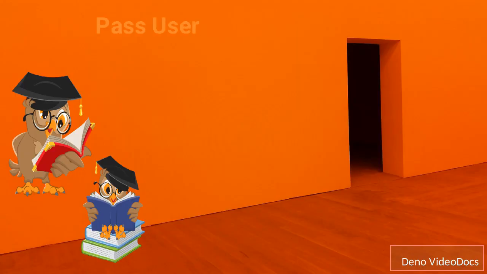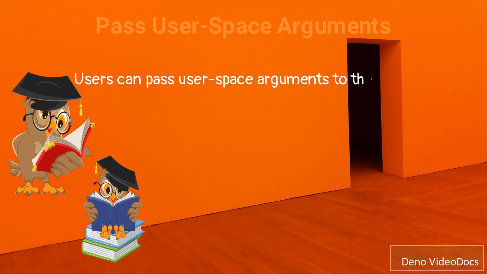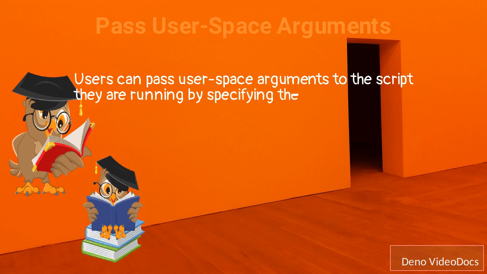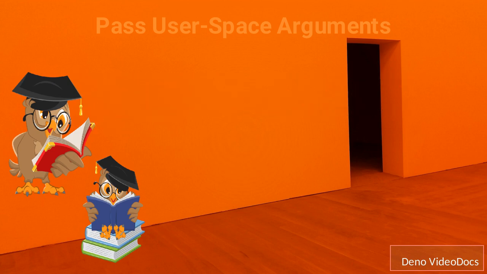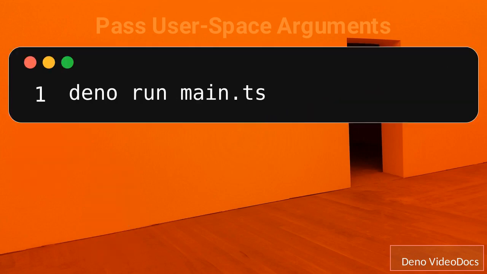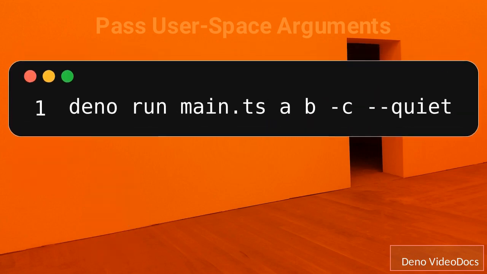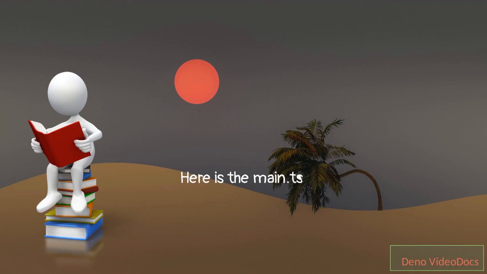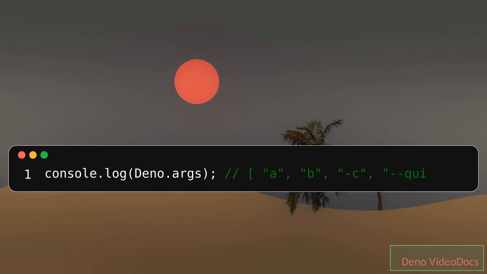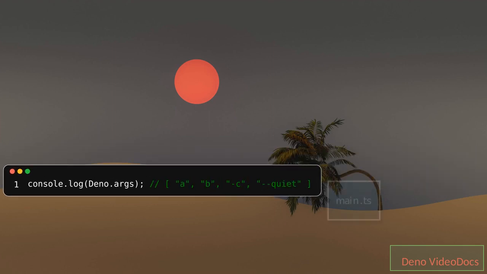How can users pass user space arguments to the script they are running? Users can pass user space arguments to the script they are running by specifying them after the script name. For example, deno run main.ts a b c --quiet. Here is the main.ts.